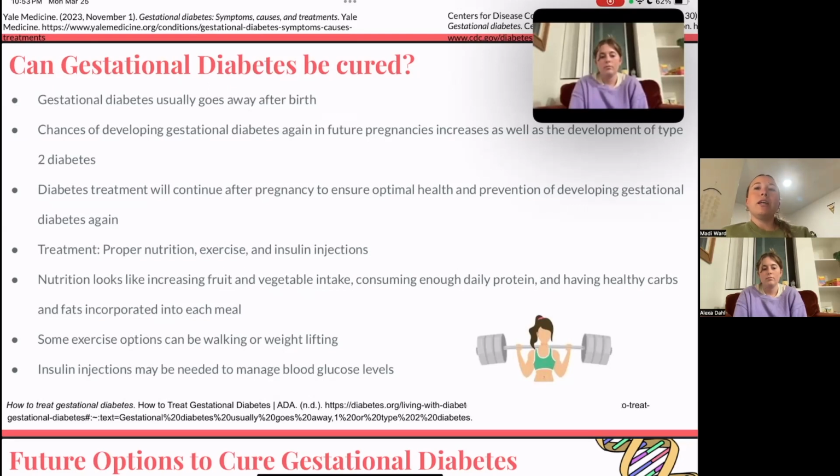Proper nutrition, exercise, and insulin injections are recommended as a way to avoid developing this disease again. Nutrition just looks like increasing fruit and vegetable intake, consuming enough daily protein, and having healthy carbs and fats incorporated into the diet. Exercise options can be walking or weightlifting that help the mom avoid developing this, and insulin injections also may be needed to manage blood glucose levels.